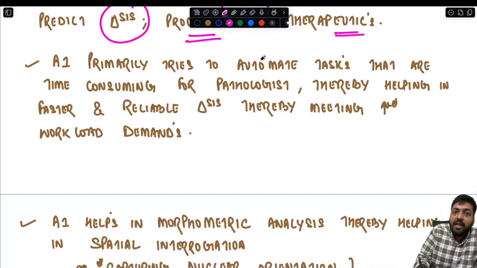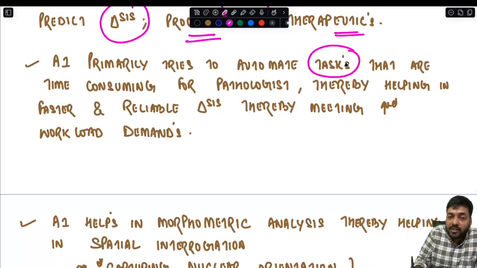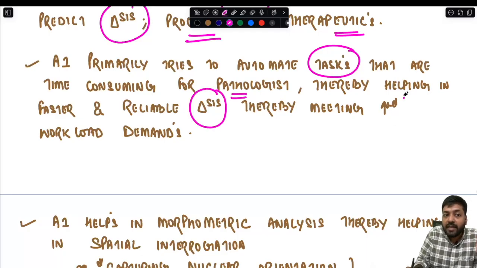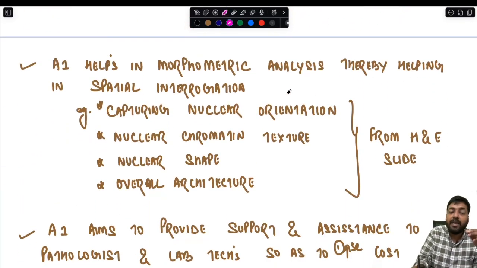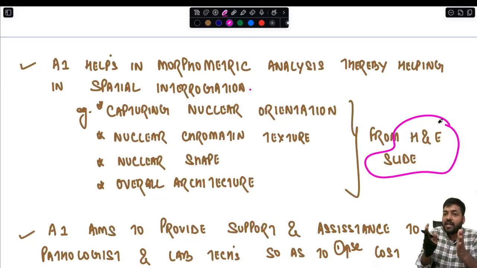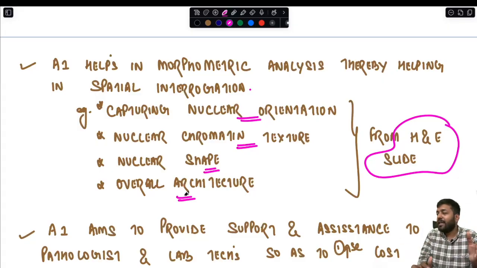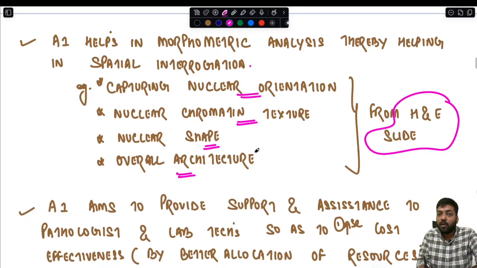So AI primarily tries to automate the tasks that are time consuming for the pathologist, thereby helping in faster and more reliable diagnosis, thereby meeting increased workload demands. AI helps in morphometric analysis, thereby helping in spatial interrogation. So what is spatial interrogation? Looking at the H&E slide, the hematoxylin and eosin slide, the AI can help in capturing the nuclear orientation, the nuclear chromatin texture, the nuclear shape, size, and the overall architecture can be understood just by looking at the H&E image. So this is what the AI can do just looking at the H&E slide, helping in the morphometric analysis.